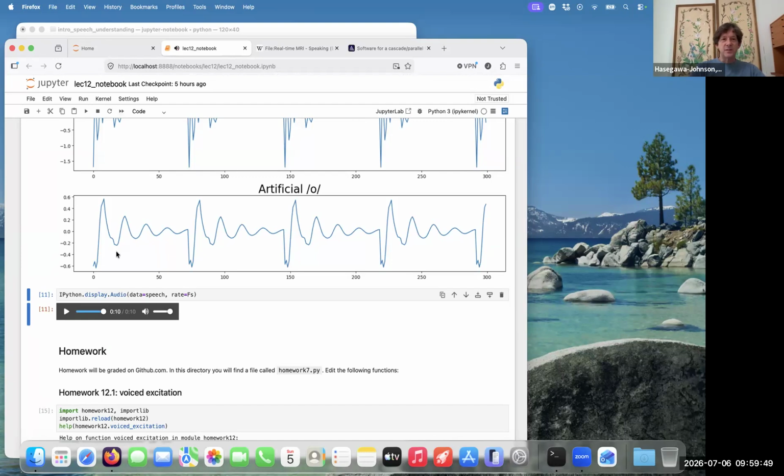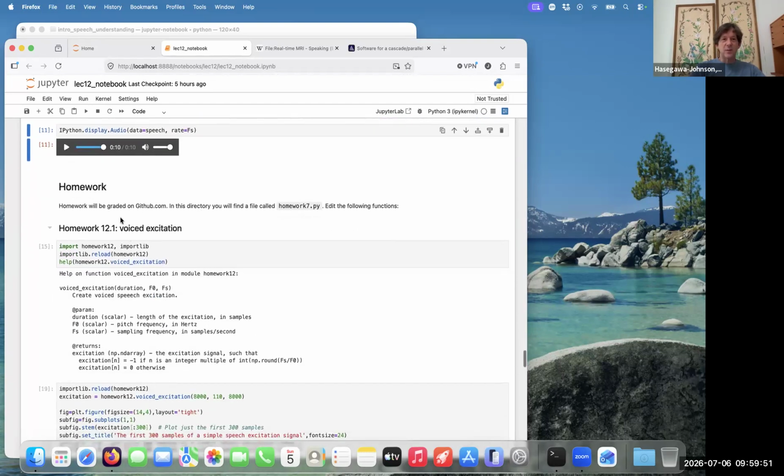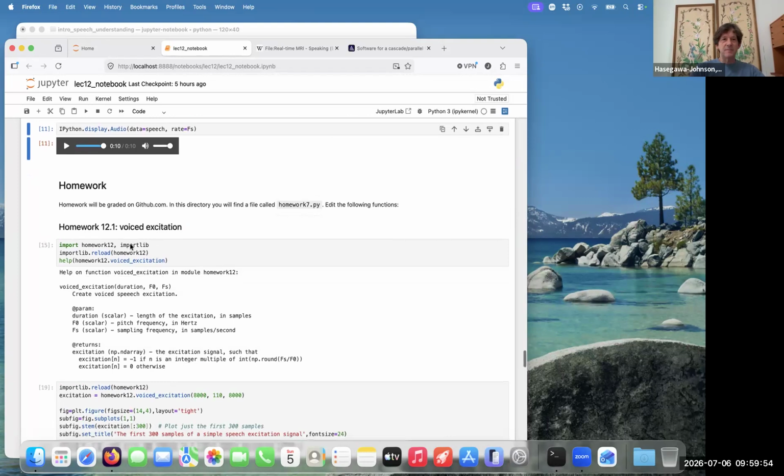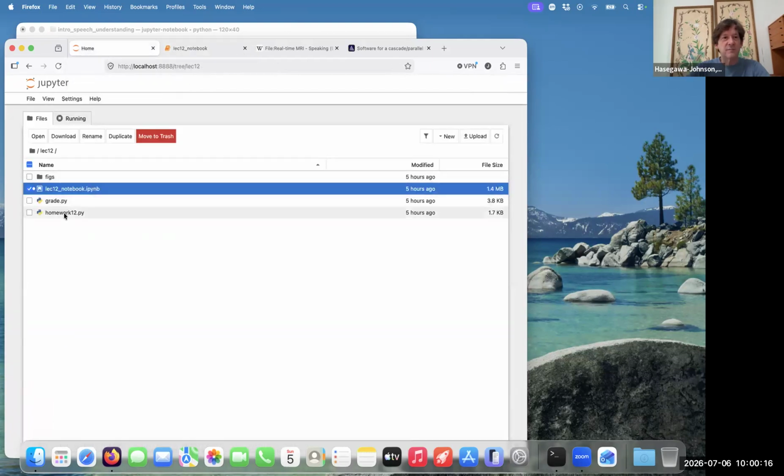All right, let's try to do this week's homework. We have 3 functions that we want to write. One is voiced excitation. So let's look at the docstring for that. We want to take as input the duration of the waveform, the pitch frequency, and the sampling frequency, and return a NumPy array such that that excitation is 0 most of the time and only -1 if n is an integer multiple of T naught. So let's create that function.